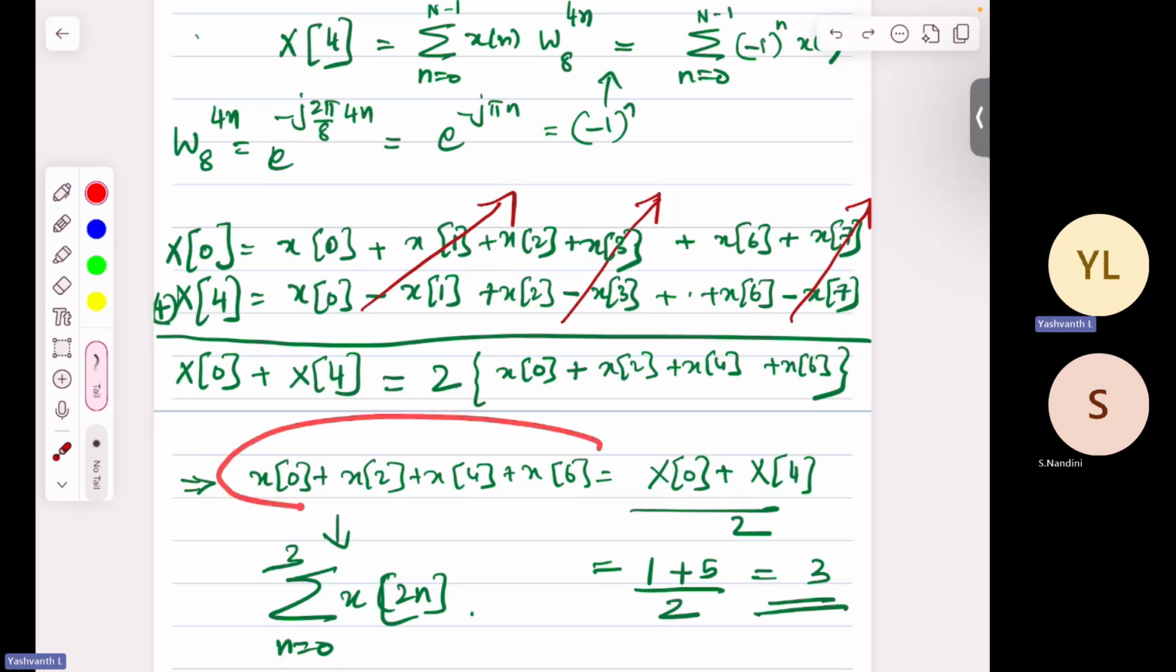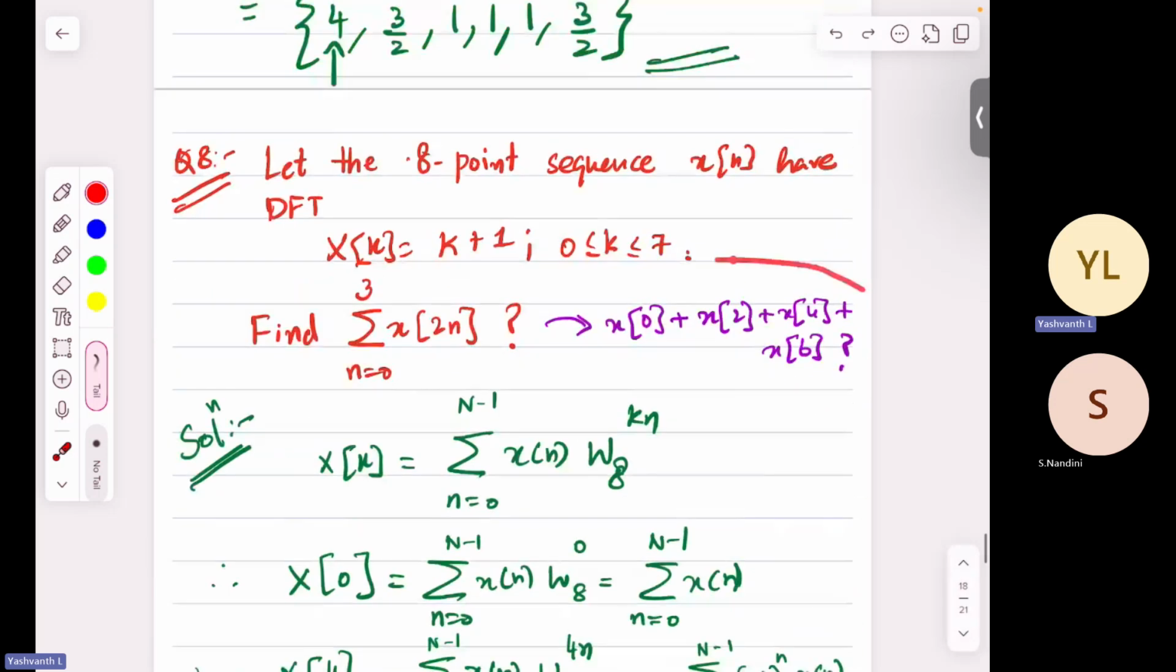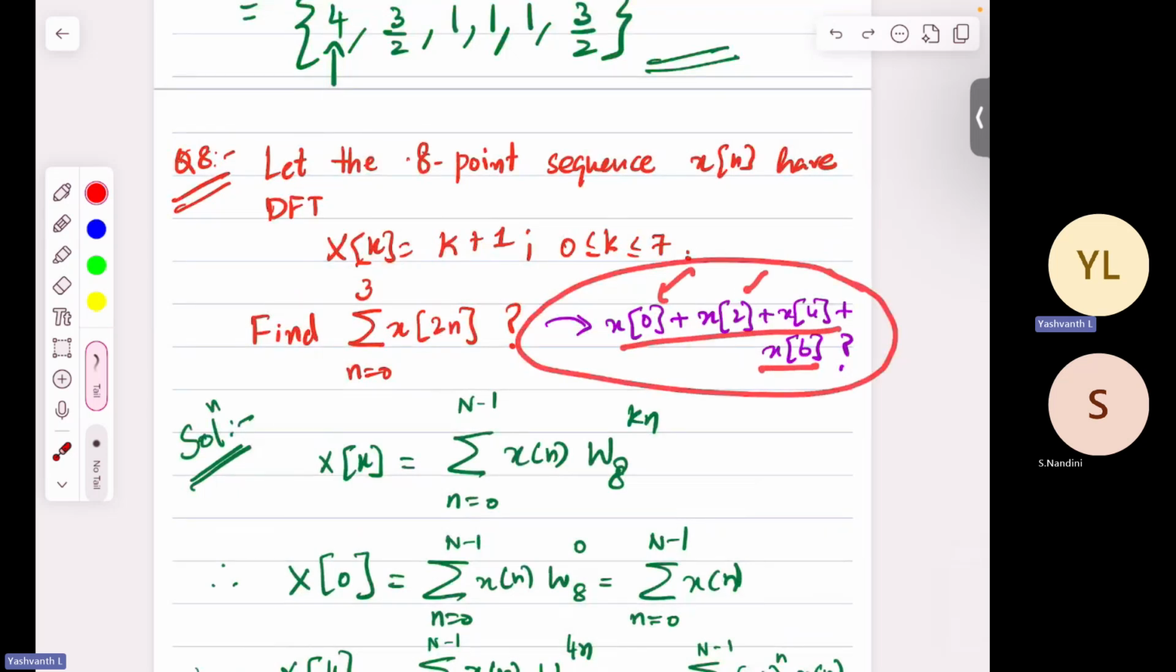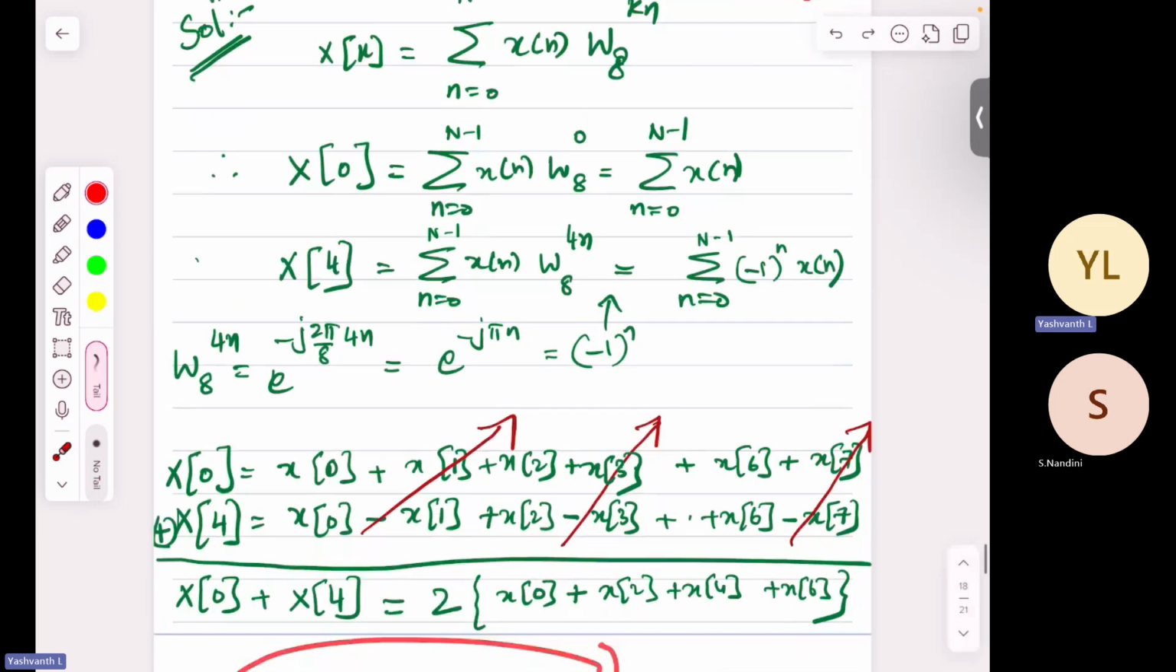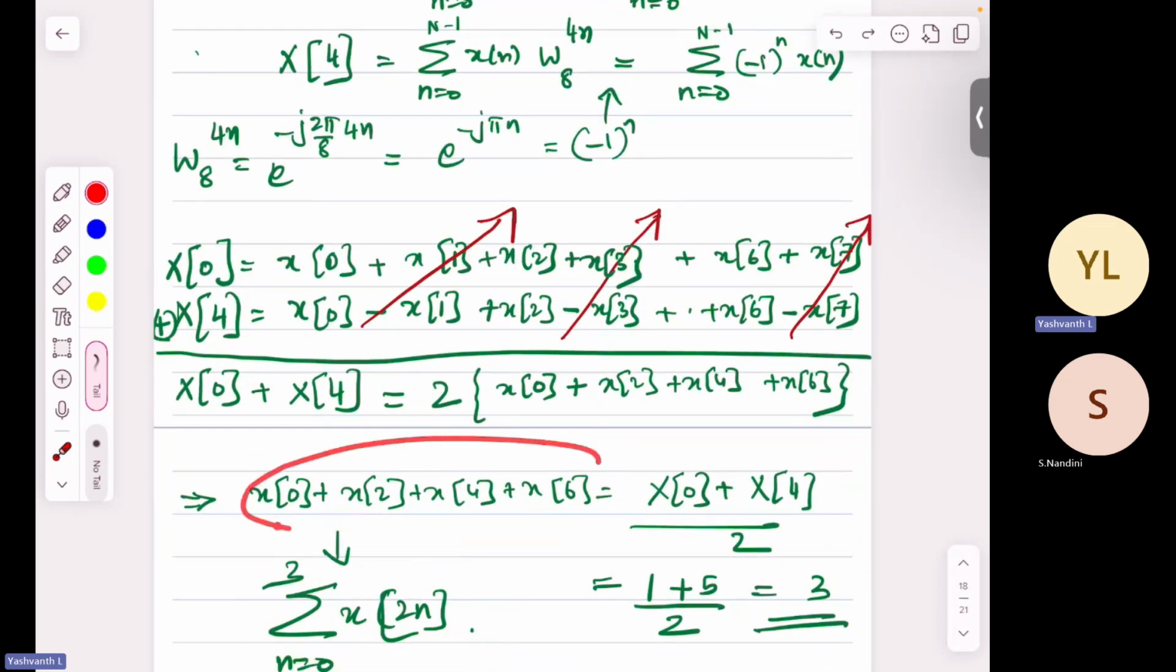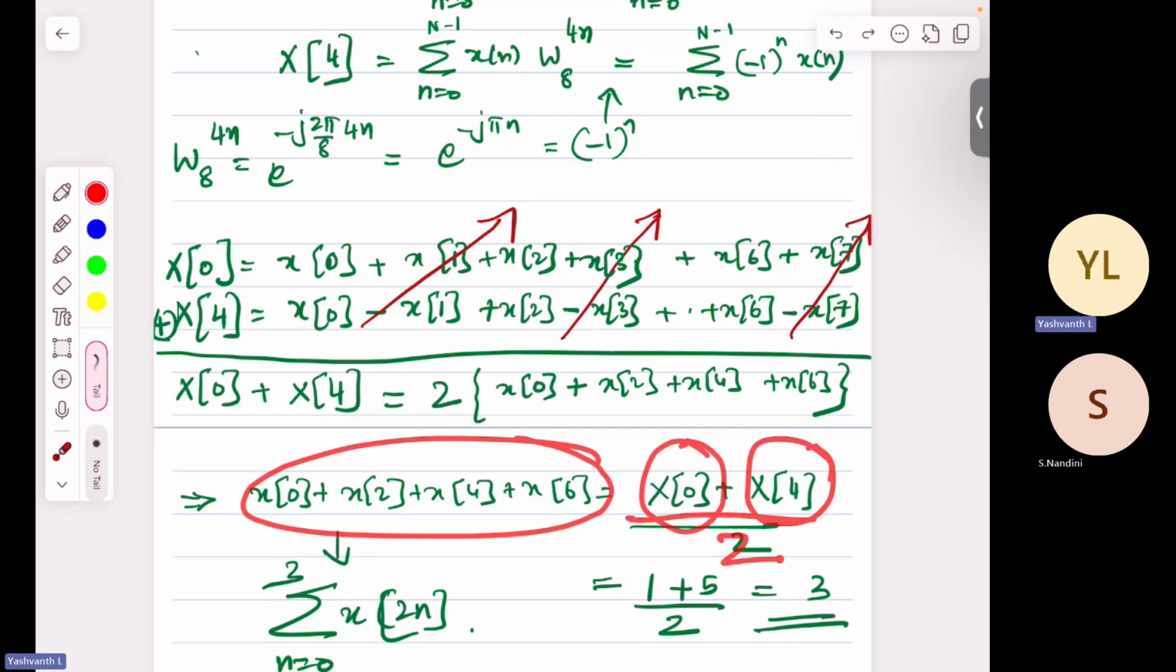But what is the left hand side? What is asked in the question? Our question is exactly to find the sum over all the time domain signals at even time instances. That's what we found the expression for also. It is nothing but capital X of 0 plus capital X of 4 divided by 2.